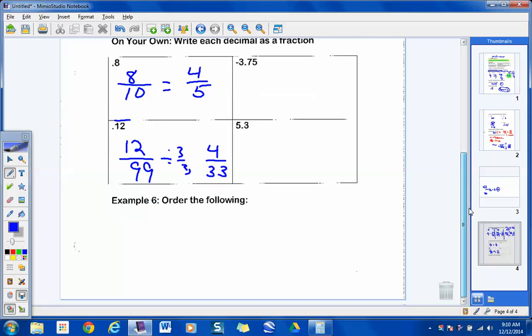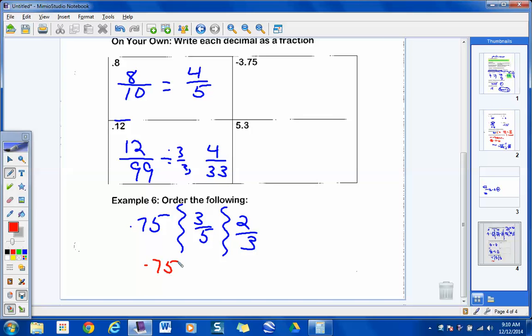Guys, last thing that I want to talk about: order the following. If I had something like 0.75, maybe 3 divided by 5, and 2/3. We talked about this a little bit in the last chapter. If we're going to order these from least to greatest, turn everything into a what? Not a fraction, but a decimal. The first one's already a decimal, isn't it? Yes. So I've got this 0.75 here.